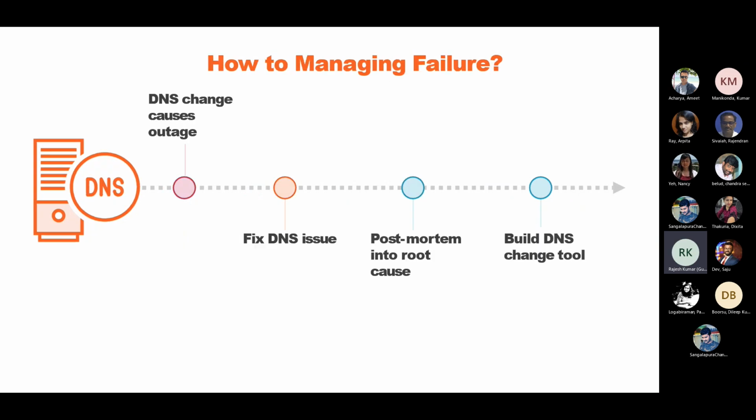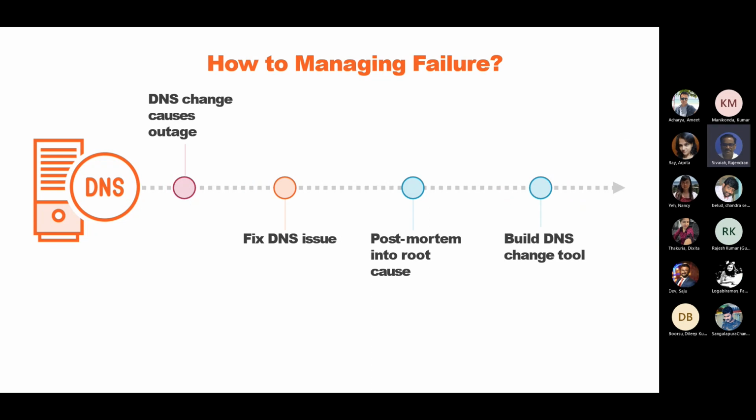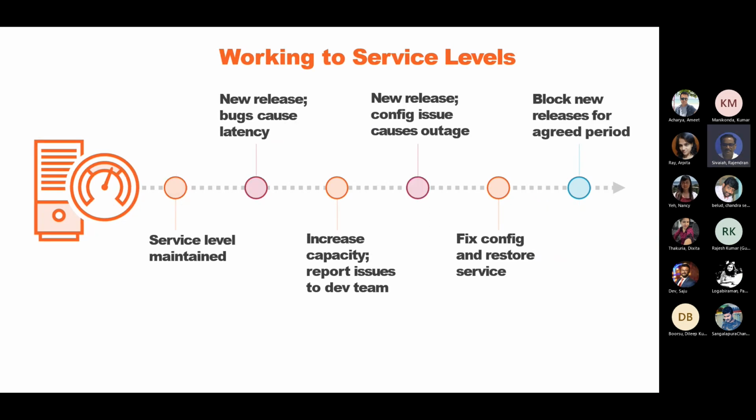So yes, this is one of the huge cases. You have to see how you can eliminate this. Can you go back to the earlier slide? So here, block new releases for an agreed period, right? This is where the error budget comes into the picture. There's a concept called error budget, correct? Yes, error budget will come into the picture while setting up observability.